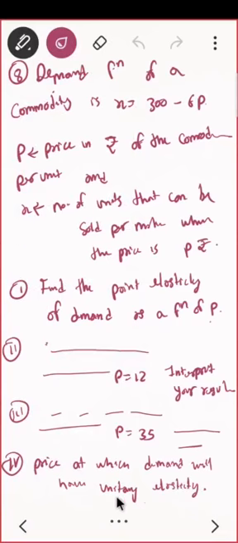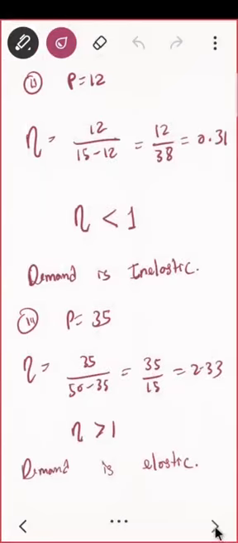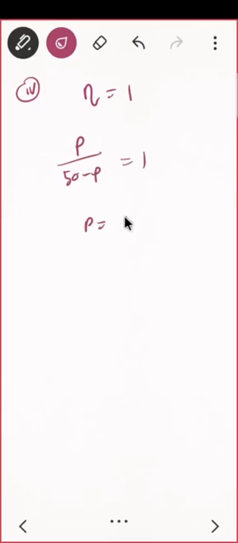Now what was the last one? The price at which demand will have unitary elasticity. The word unitary means 1. That means you have to put nu equal to 1, so p upon 50 minus p equal to 1. Then p equal to 50 minus p, so p equal to 25. So at this price the point elasticity will be 1. Okay, nice.